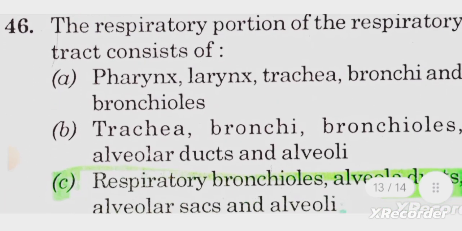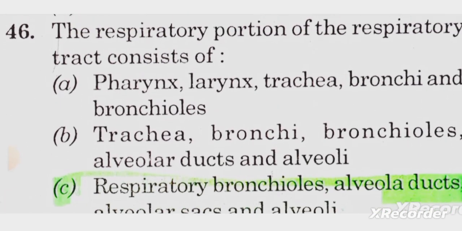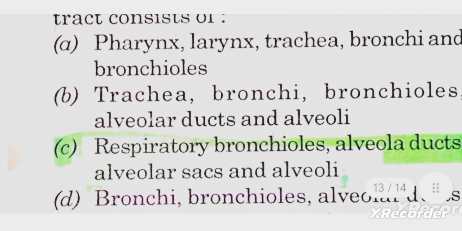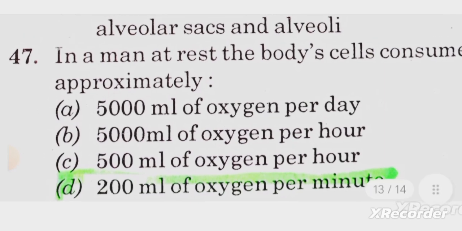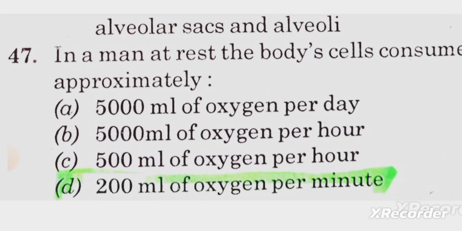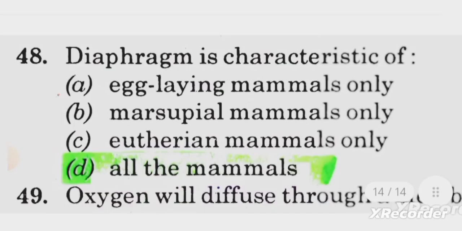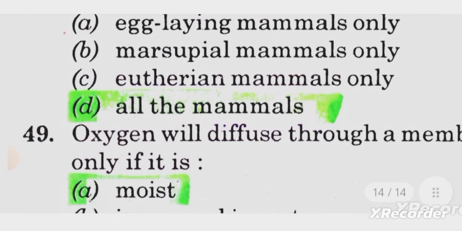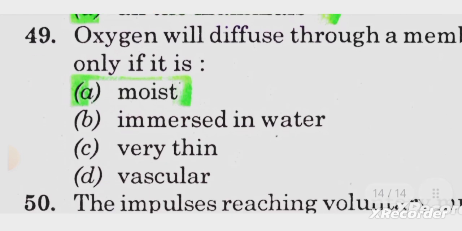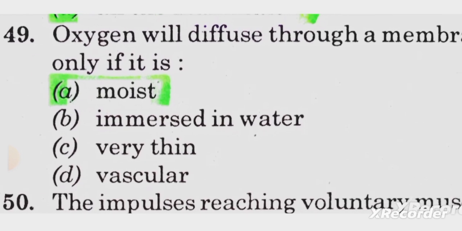Next, 46. The respiratory portion of the respiratory tract consists of answer C, respiratory bronchioles, alveolar ducts, alveolar sacs and alveoli. Next, 47. In a man at rest, the body cells consume approximately answer D, 200 ml of oxygen per minute. Next, 48. Diaphragm is characteristic of D. All the mammals. Egg-laying mammals only. Marsupial mammals only. Eutherian mammals only. Next, 49. Oxygen will diffuse through a membrane only if it is moist.